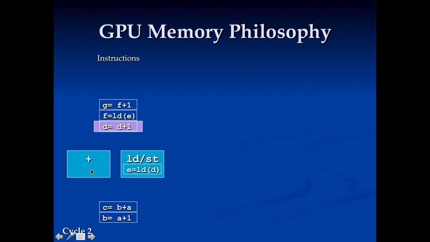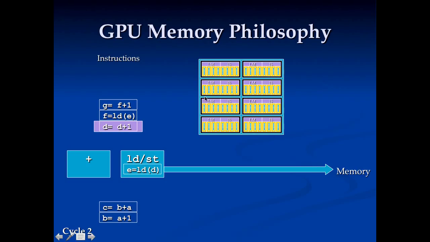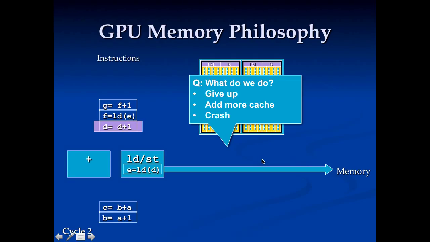Now remember on the CPU we were doing these at the same time. So now we get to our load store, and as we said, it's going to take a long time to get over to memory. So if it takes a long time to get over to memory, remember we don't have all this fancy stuff on our GPU to help us out, what are we going to do about this?